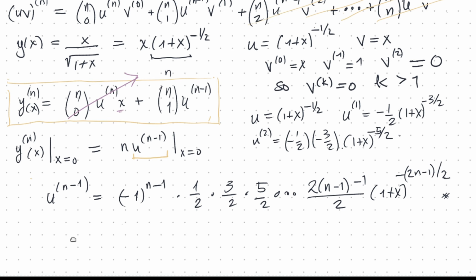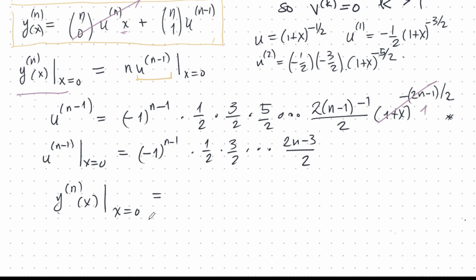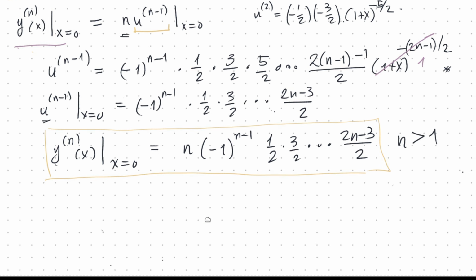All right, so what happens when I evaluate this at x equals 0? Well, at x equals 0, this here goes away. This becomes 1 because 1 plus 0 is 1. And so I get this nice expression, very beautiful, all the way up to 2n minus 3 over 2, like this. Okay, now I'm ready to put everything together for my final answer. So the nth derivative of y evaluated at x equals 0 is n times this expression for u's (n minus 1)th derivative. And there we have it. There's our final answer. I think I should just specify that this expression works for n greater than 1. Great. So that's very beautiful.